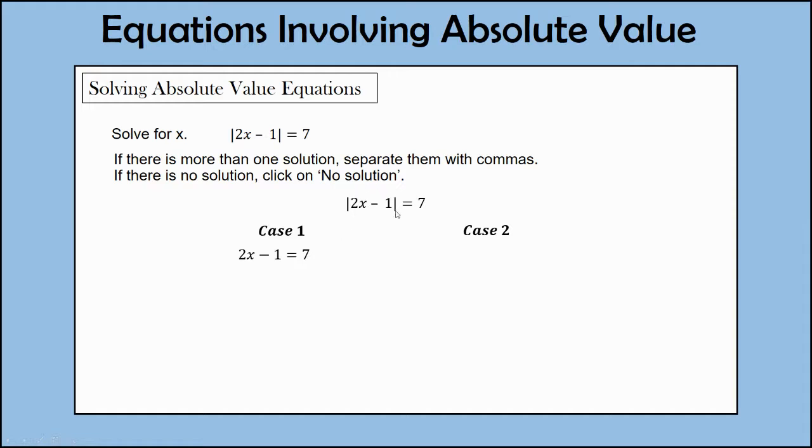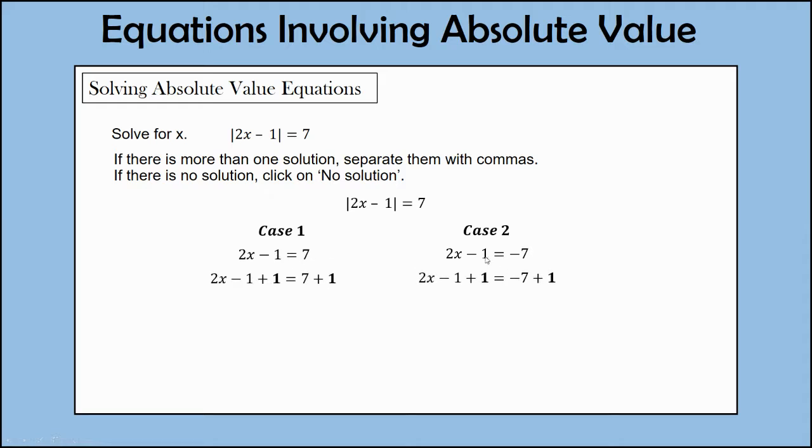Because if I can make this equal 7, then the absolute value of 7 is 7. In a second case, when the expression in here equals -7, because the absolute value of -7 is also 7. Okay, so there's my two cases. So I solve them now.